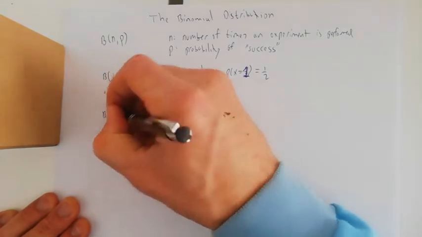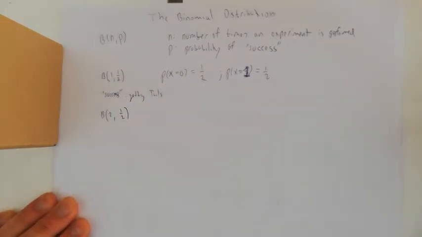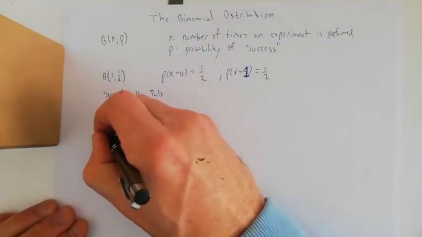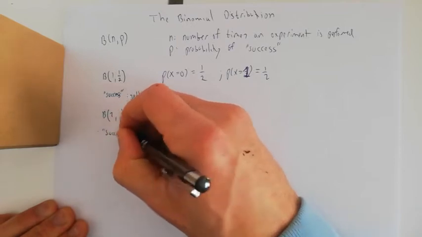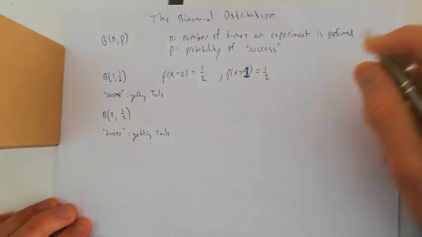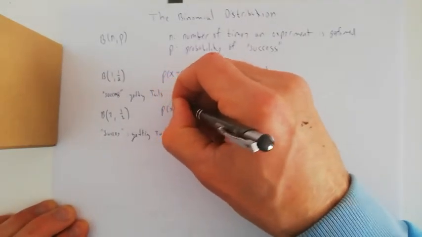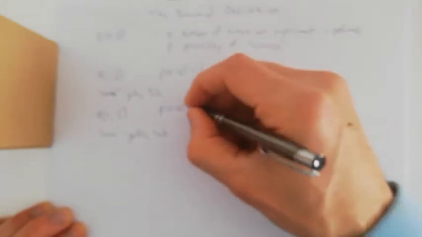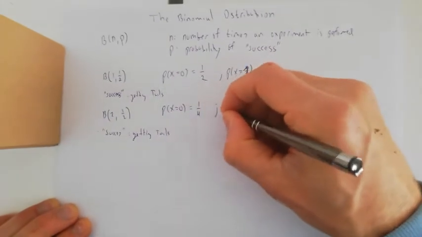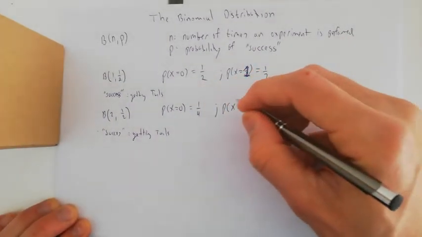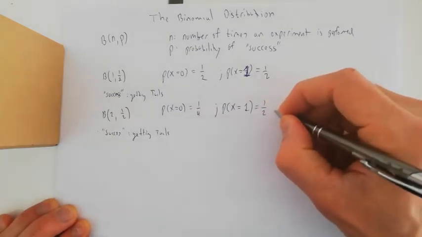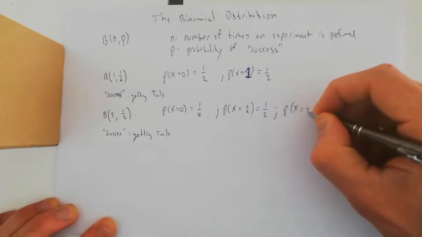B(2, 1/2) would be the same, just throwing a coin twice. And again, if we define success as getting tails, then the probability of getting 0 tails, which is getting heads and heads, is of course 1/4. The probability of getting 1 tail would be 1/2, and the probability of getting 2 tails is 1/4.